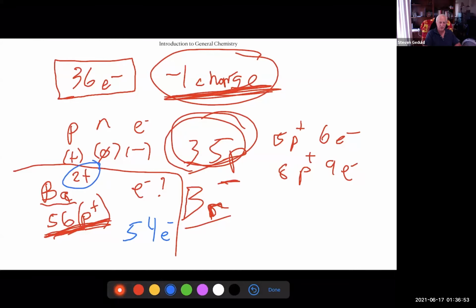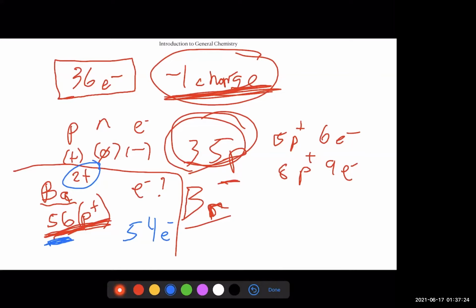You have to remember that the charges have to balance out. You cannot change that 56 because that's the element. Barium is 56 protons, and that determines your element. That cannot change. The number of electrons can change to form an ion. Does that make sense? Yeah, that makes sense. Okay.